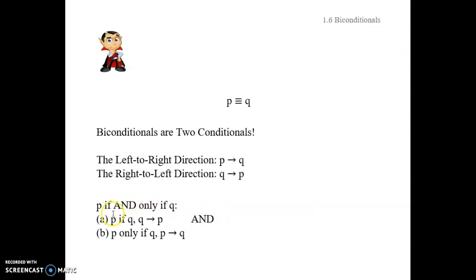And I want you to take it seriously. So, P if and only if Q says two things. It says first, P if Q and P only if Q. Okay, so P if Q is just if Q then P, right? And P only if Q is if it's the case that P, then it's the case that Q, right? So it really is just an assertion of two conditionals.